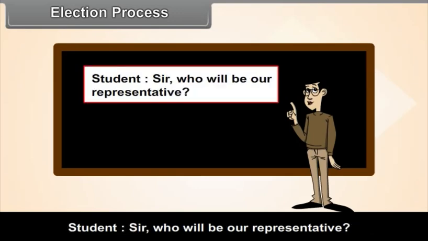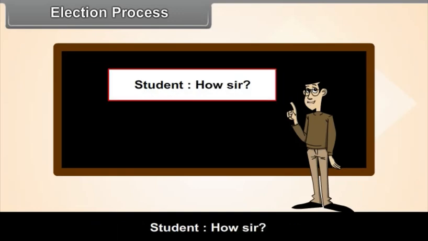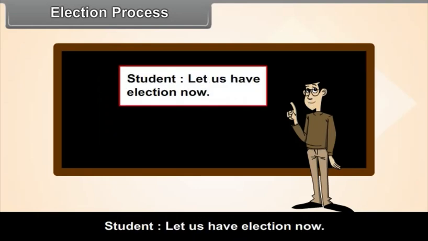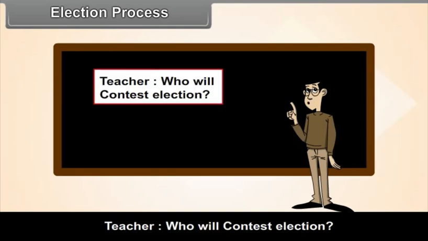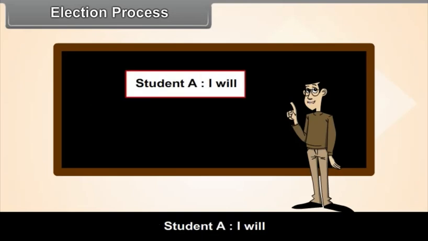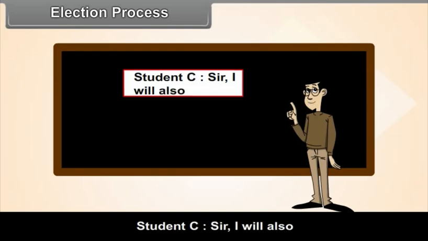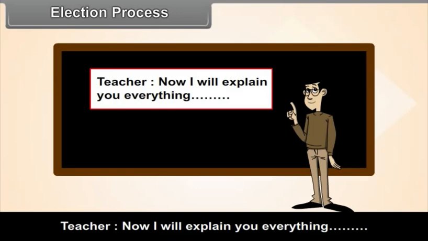Student: Sir, who will be our representative? Student: How, sir? Teacher: You all will vote, and the student who gets the maximum number of votes will be declared as your representative. Student: Let us have an election now. Teacher: Who will contest the election? Student A: I will. Student B: Sir, I will. Student C: Sir, I will also. Teacher: Now I will explain everything to you.